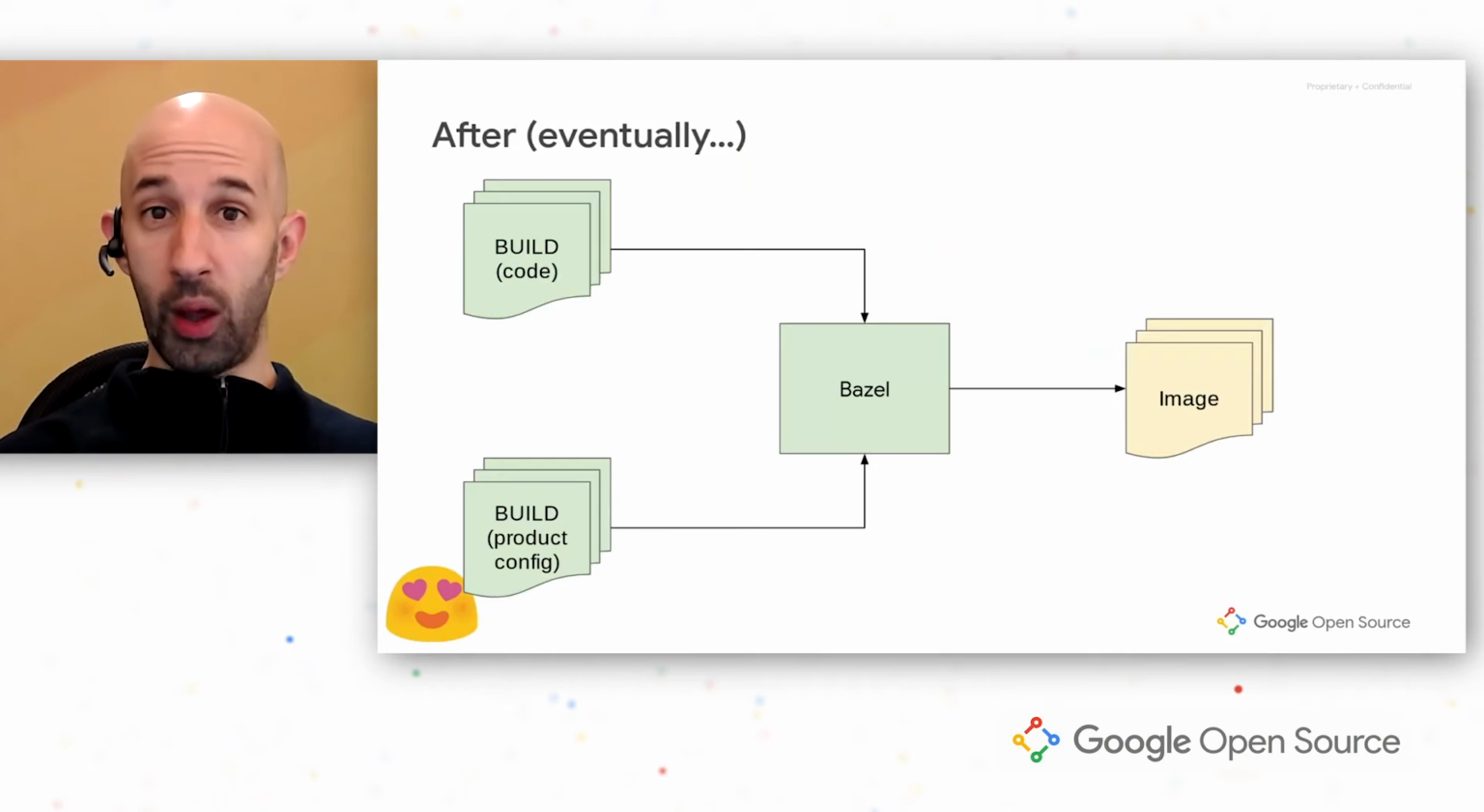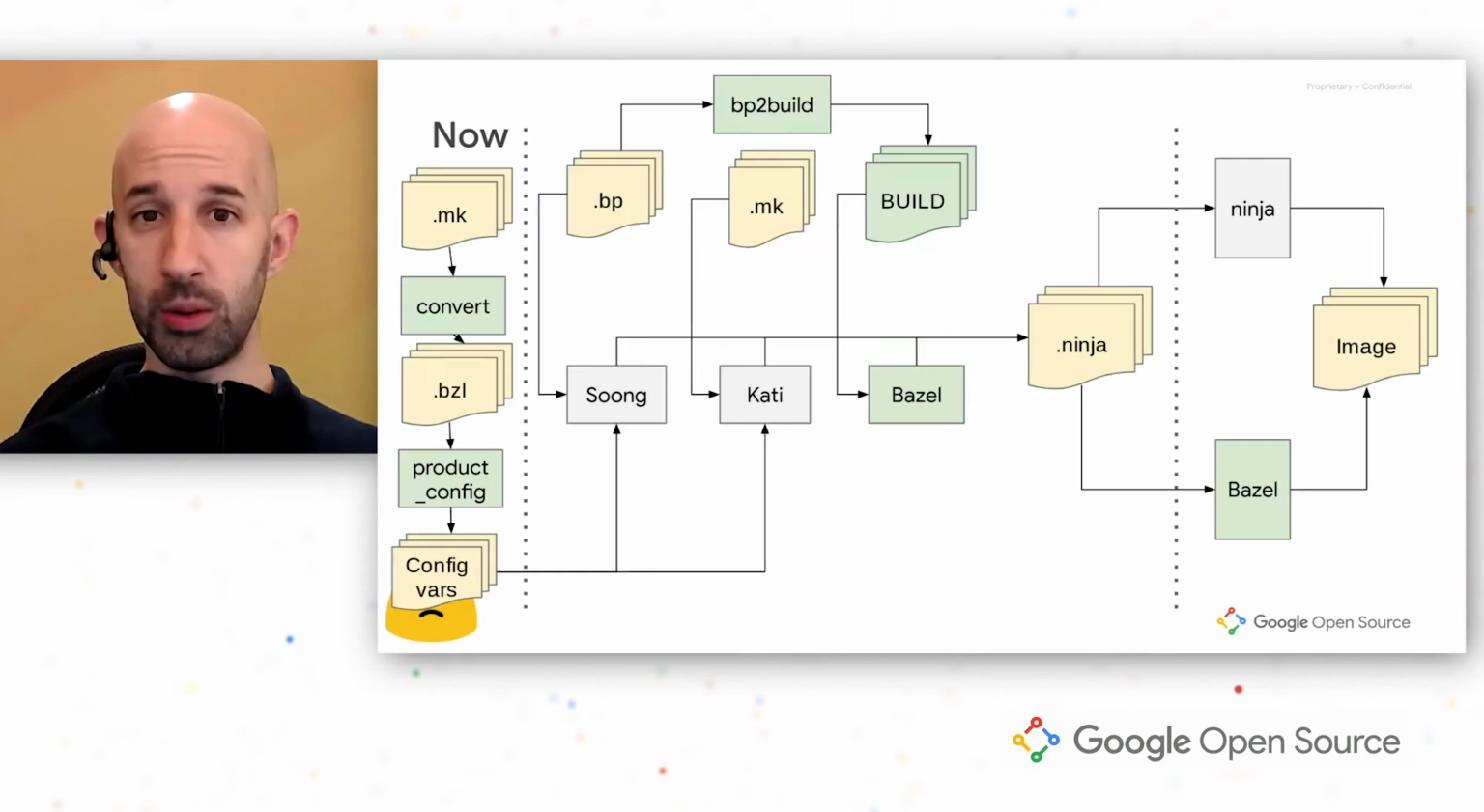Where do we want to be? Well, where we want to be is much simpler. We want to have build files, that is to say, the configuration files of Bazel, that describe both how to build things and what to build, have it ingested by Bazel, and have Bazel execute the resulting actions and output a system image. So what is the state of the affairs now?